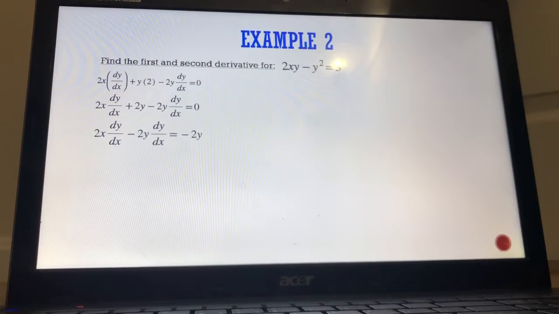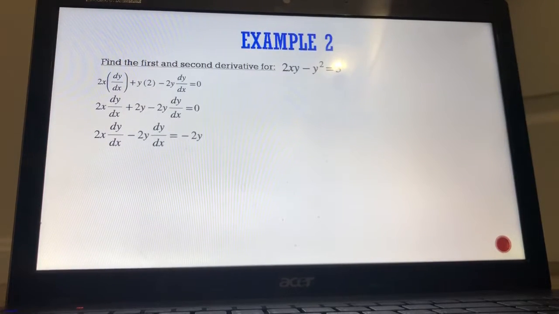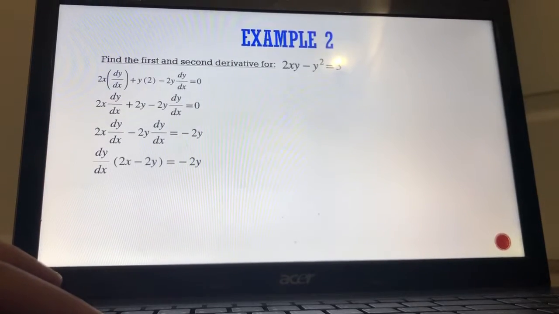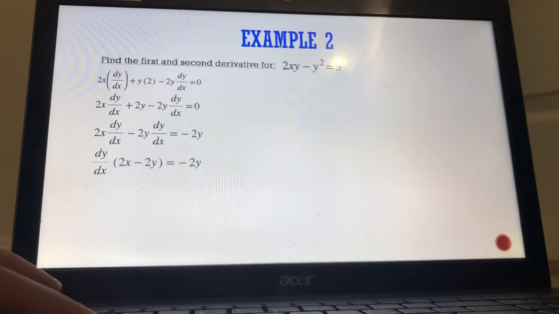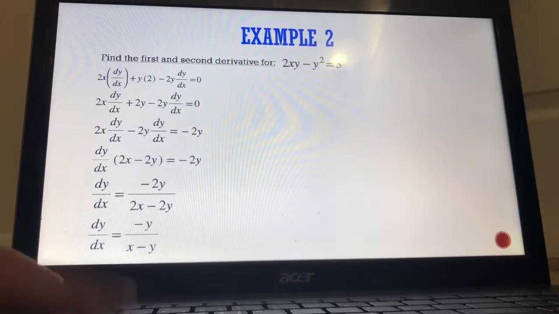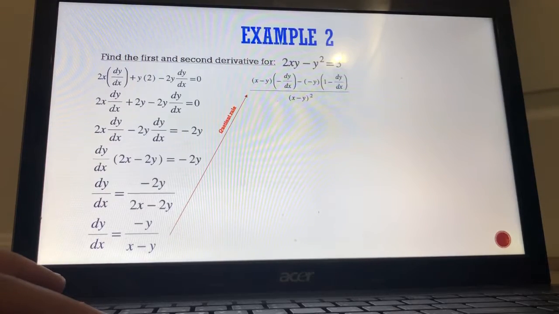And then we move everything that doesn't have a dy/dx in it to another side, and keep everything that has dy/dx in it on one side. Then you factor out dy/dx and divide to isolate dy/dx. Then you have to do quotient rule to get the derivative of the derivative.